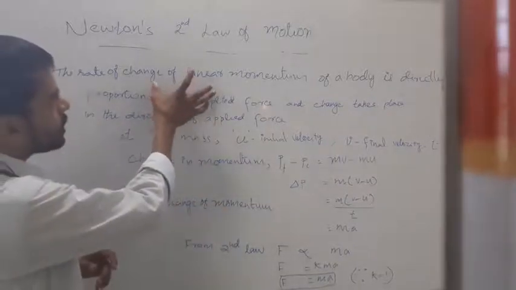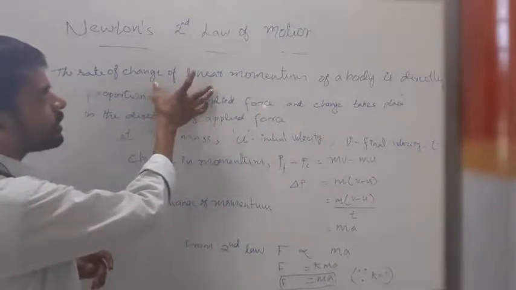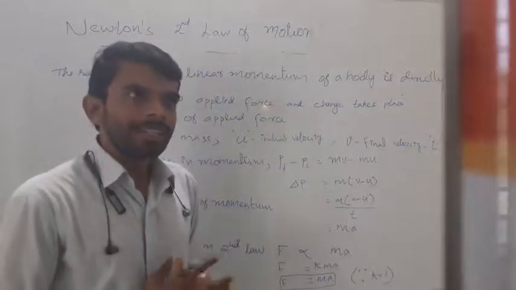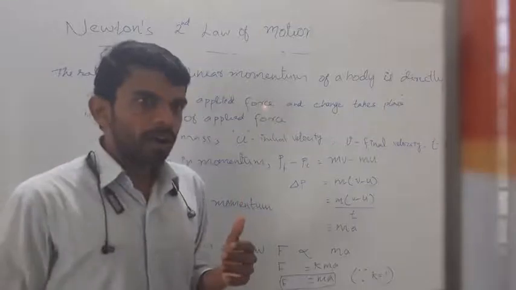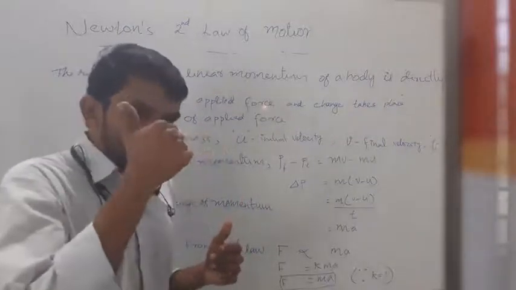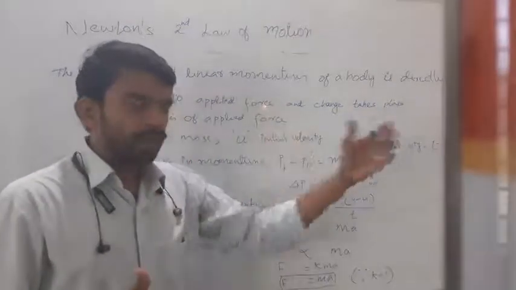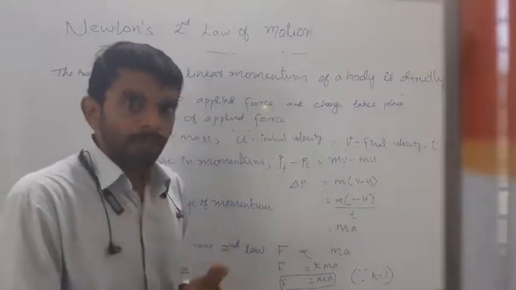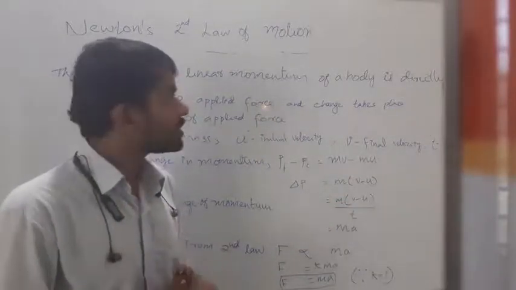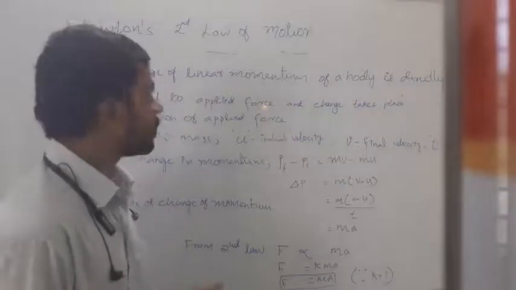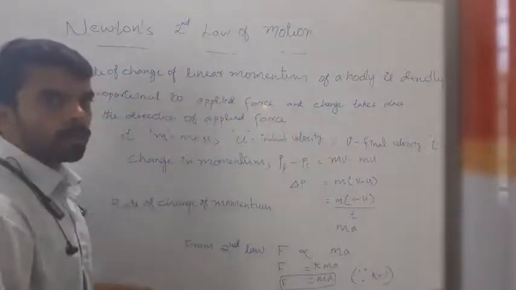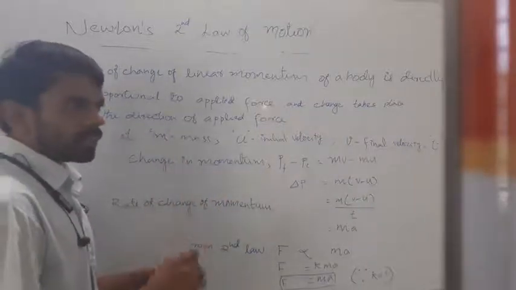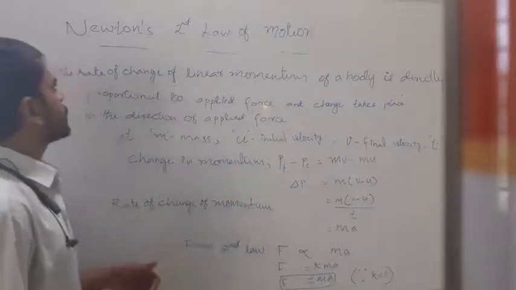Yesterday we had the discussion on the change of linear momentum. If m is the mass, u is the initial velocity and v is the final velocity, then the change of linear momentum is nothing but m into (v minus u).